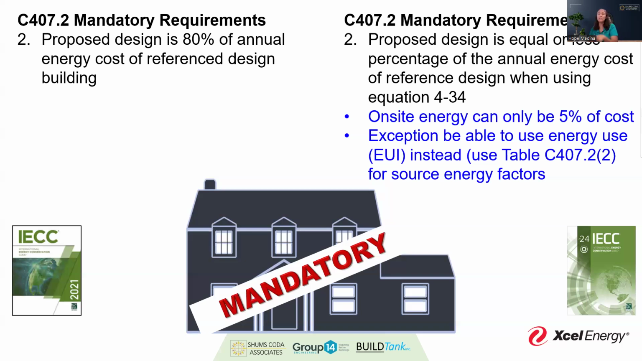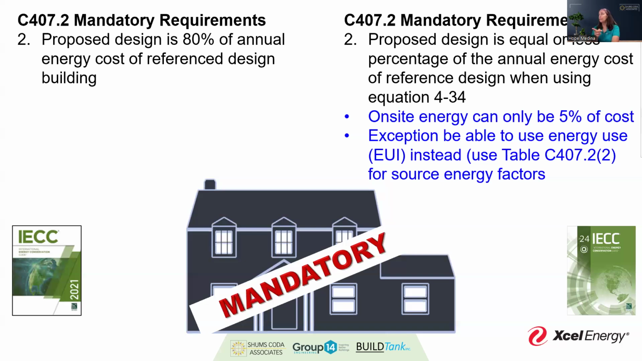Now, this isn't exactly new. There is a section in the 21 that does talk about that, but they brought it over into here, which kind of makes sense. Now, this is where it gives you the option, instead of doing the annual energy cost, that you get to utilize your energy use intensity, your EUI. And when you do that, there is a little bit more involved. You're going to end up using part of the calculation table C407.2(2).